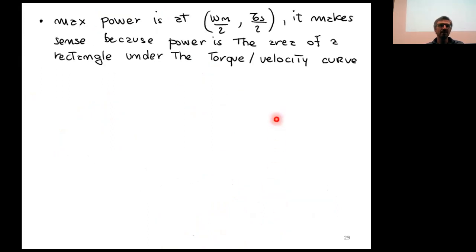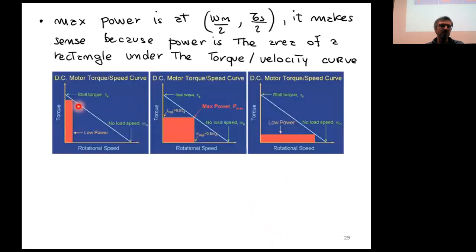And this makes sense because if you consider power as the area under the torque-velocity curve, we see here now the torque and velocity are flipped, but it's the same. The area here is very small, so we have small power here. The maximum area is here in the middle, at half no-load speed and half stall torque. And again, in this point, the power reduces.